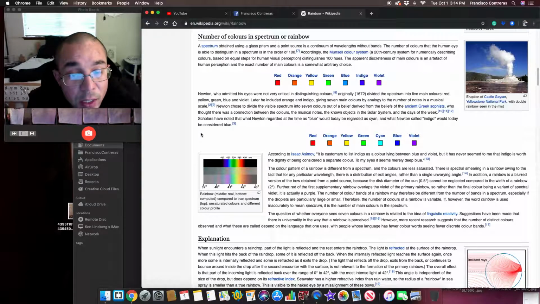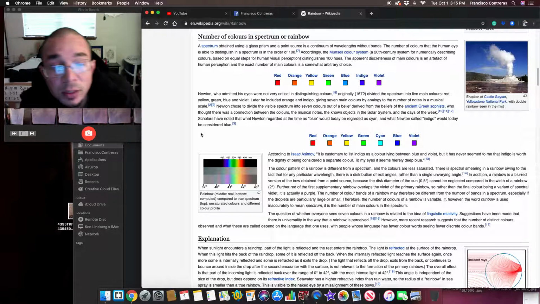The question of whether everyone sees seven colors in a rainbow is related to the idea of linguistic relativity. Suggestions have been made that there is universality in the way that a rainbow is perceived. However, more recent research suggests that the number of distinct colors observed and what these are called depend on the language that one uses, with people whose language has fewer color words seeing fewer discrete color bands.